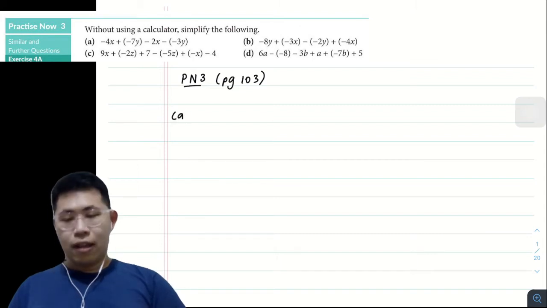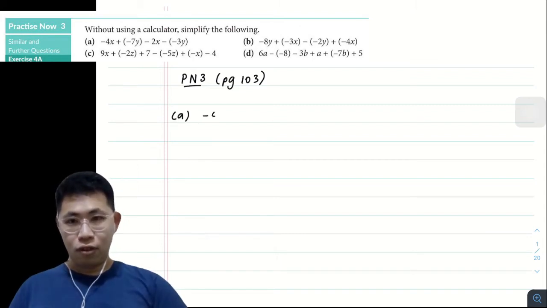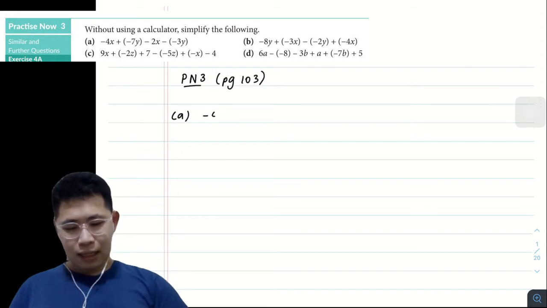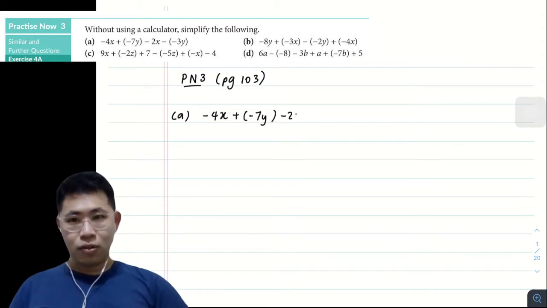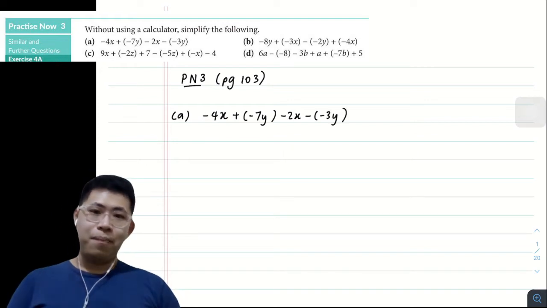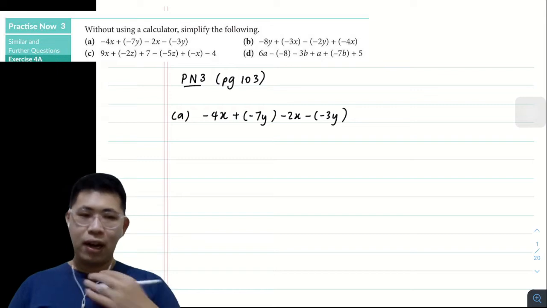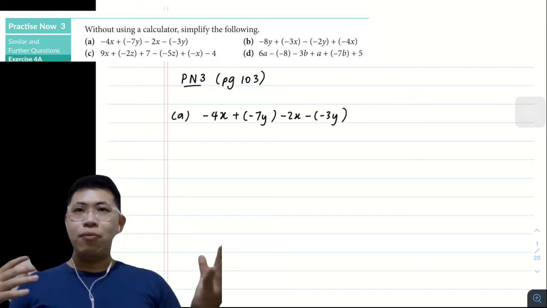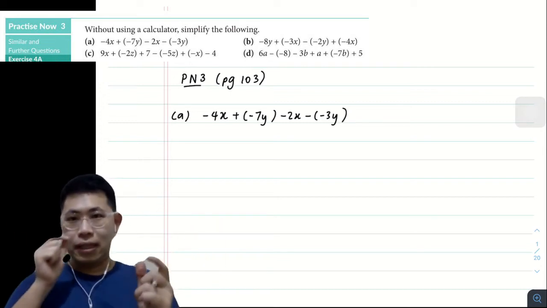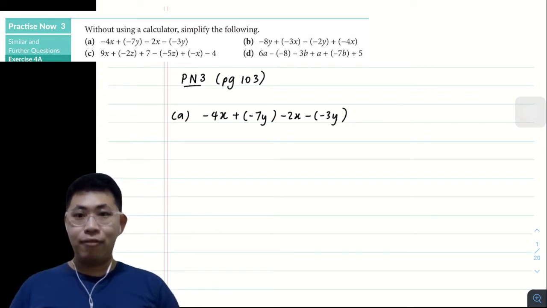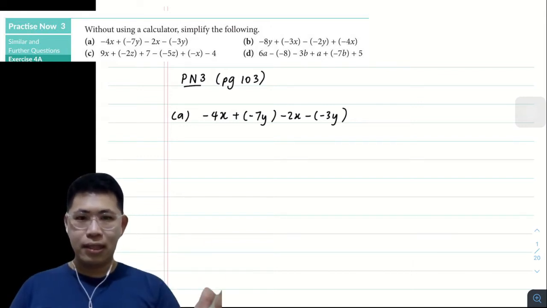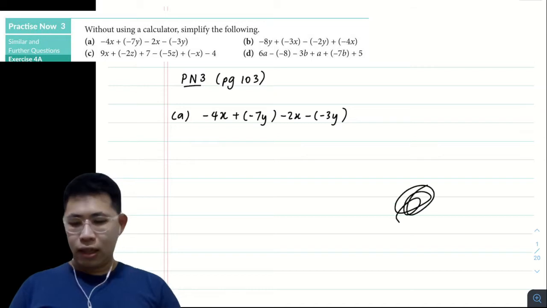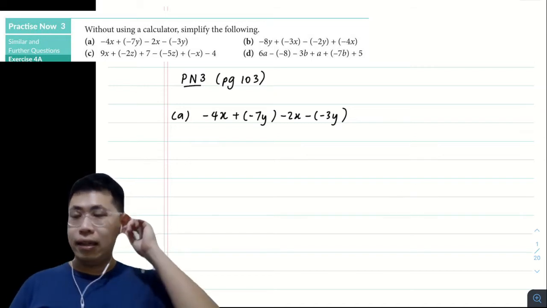Part A. Now we have negative 4x plus a negative 7y minus 2x minus a negative 3y over here. Alright, so how are we going to simplify the following? By simplifying, we will need to add and subtract such that we cannot add anything anymore. So that will be the simplest form. Okay, so first, this works exactly how we see in integers.